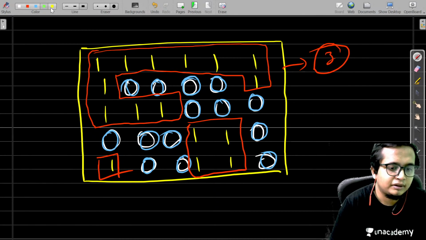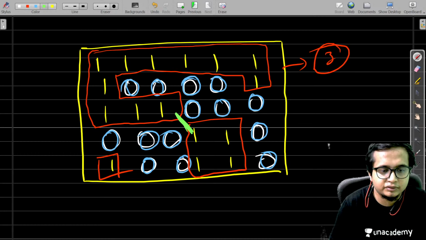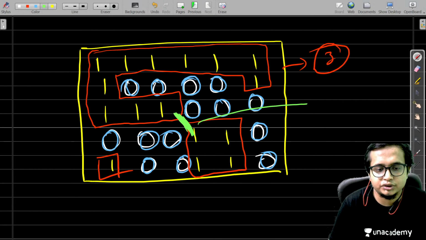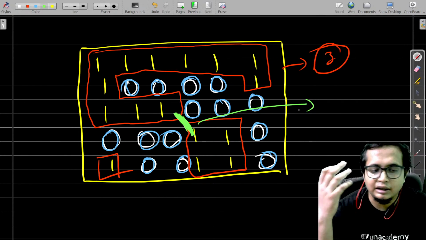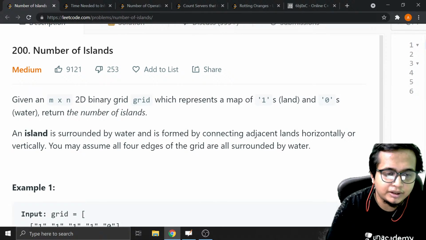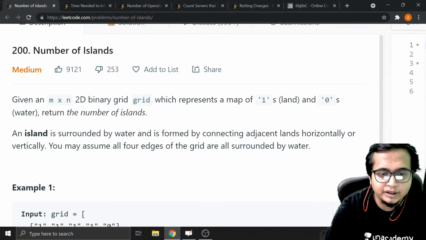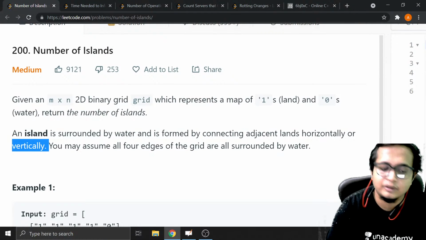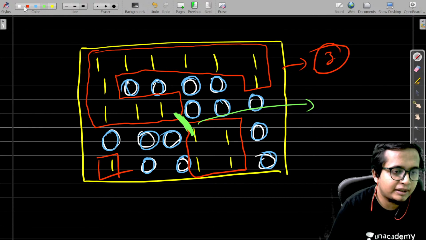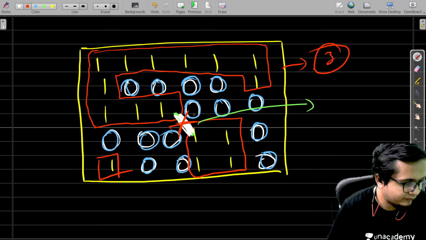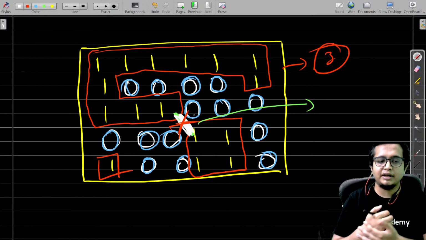Some of you may think, why is this not connected to this? Why haven't I connected both of them? In the question, it is usually written how they are connected. You can see that an island is surrounded by water and is formed by connecting adjacent lands horizontally or vertically. So you can only connect horizontally or vertically. You can't connect them diagonally. If I try to make a connection here, it is a diagonal connection, right? So that is not possible, which is why I am not considering these two pieces of land connected. Is the question clear to you guys?